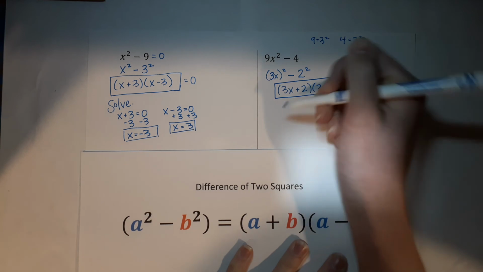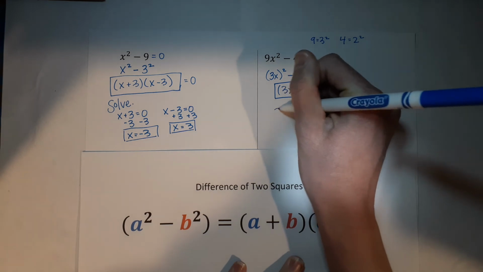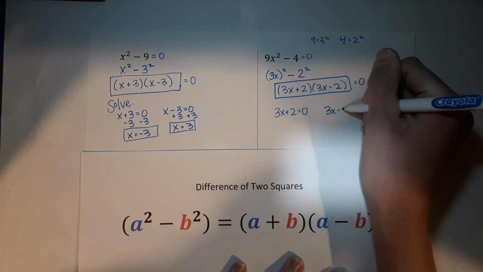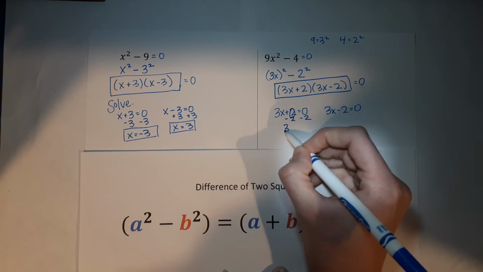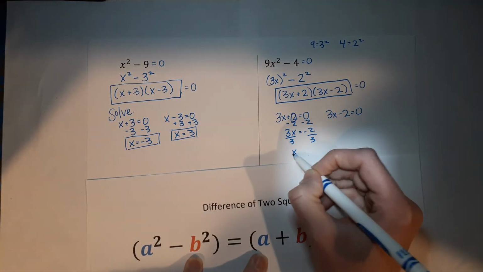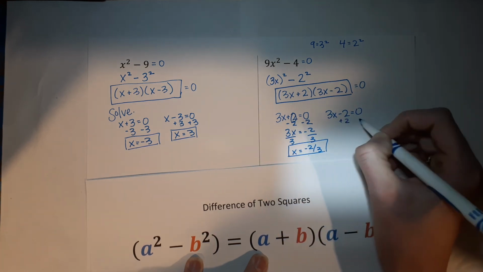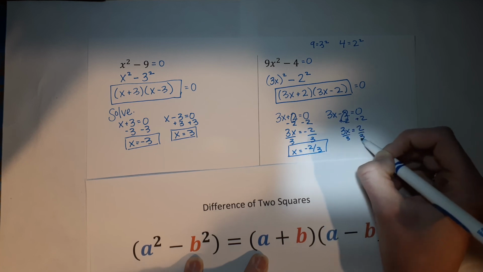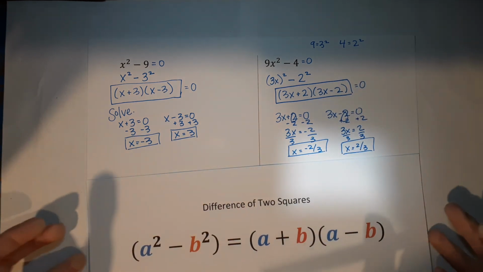Same thing over here. This is equal to 0, so these are equal to 0. Then I get 3x plus 2 equals 0, and 3x minus 2 equals 0. I can go ahead and solve those. Subtract the 2 from both sides: 3x equals negative 2. Divide the 3 off, so I get x equals negative 2/3. There's one. Other one: add 2 to both sides, 3x equals 2. Divide the 3 off, x equals 2/3.